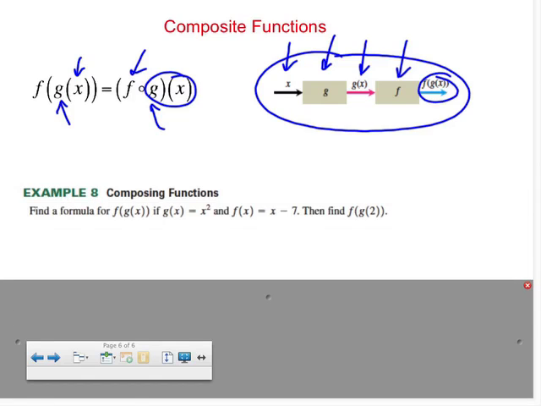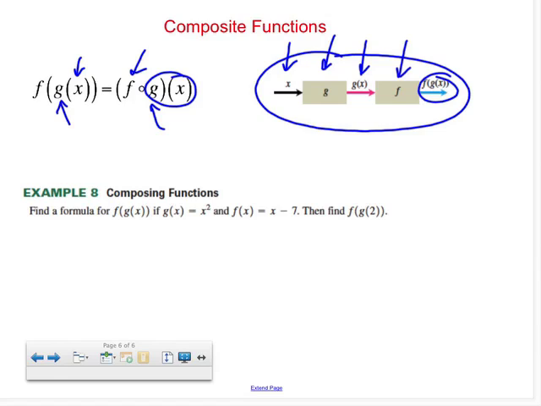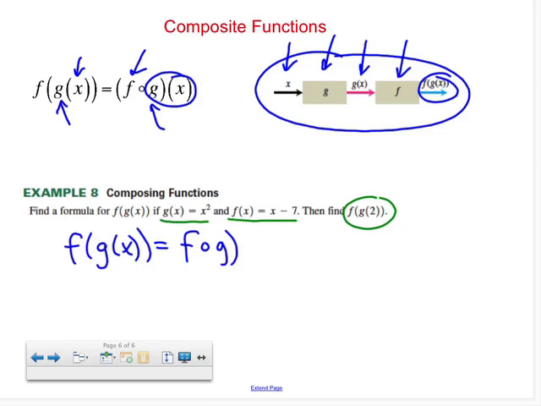So just as an example here, if we're given two functions that g of x is x squared and f of x is x minus 7, I know the question only says find f of g of 2, but let's actually find f of g of x first, and then we'll find f of g of 2. So f of g of x, which could also be written like this.